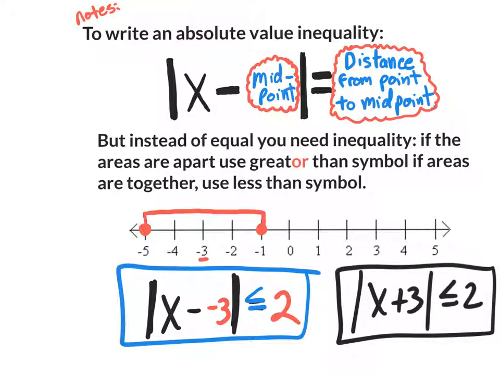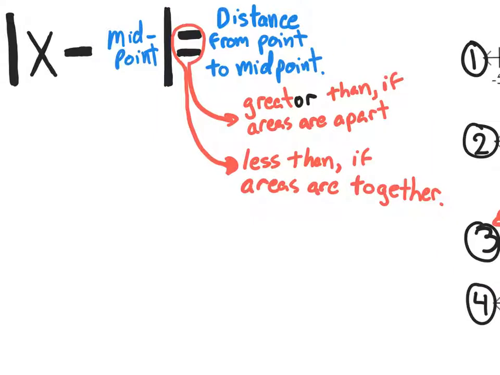So on the next slide, I reiterate the notes. Check it out. Same thing. It's the format. Absolute value x minus the midpoint. But instead of equals, greater than if the areas are apart, or less than if the areas are together. I don't know if you want to write those additional notes. Greater means that they're apart. Less than means that the areas are together. And of course, this answers the distance from point to midpoint.